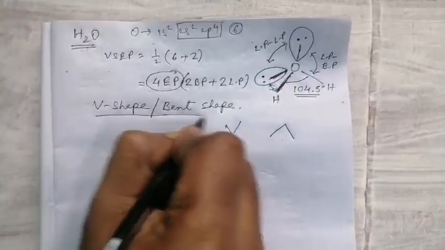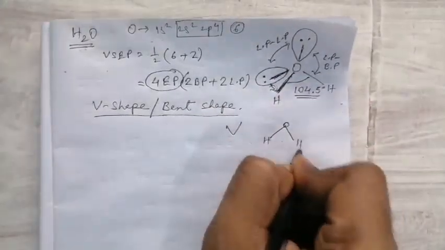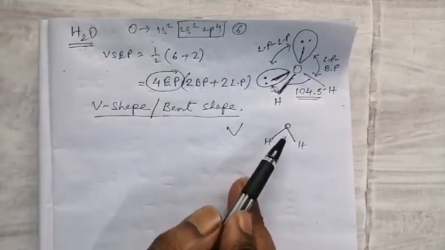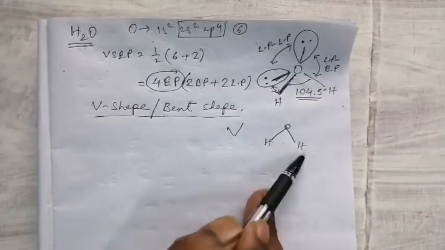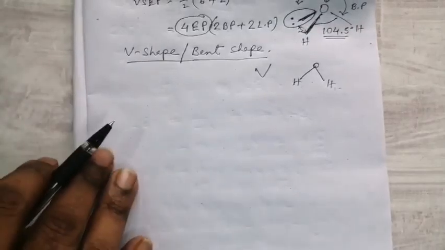So all of you understood why we write V shape or bent shape? Because here it is hydrogen, oxygen, hydrogen. Do not consider the lone pair, because in geometry we don't consider lone pairs. We consider only the relative arrangement of the bonded atoms. Okay, let's move on to our next molecule.